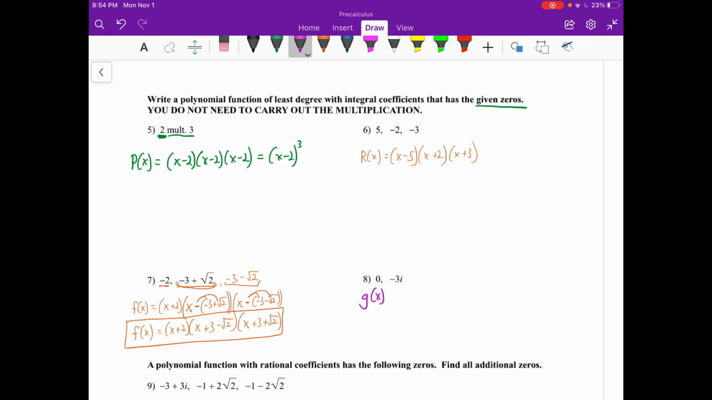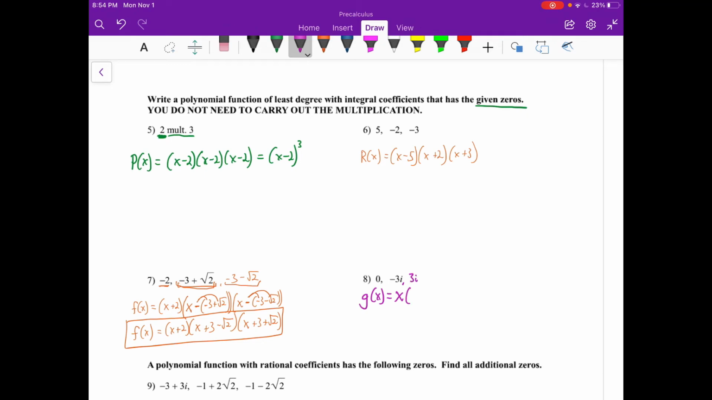G of x. If 0 is a zero, then x minus 0 is a factor. I'm sorry, we don't really write x minus 0, so we would actually just put x. So anytime 0 is a root, x is a factor. Negative 3i is a factor, which automatically means, so negative 3i was a zero, that automatically means positive 3i is a zero.